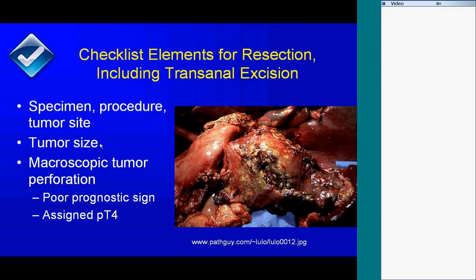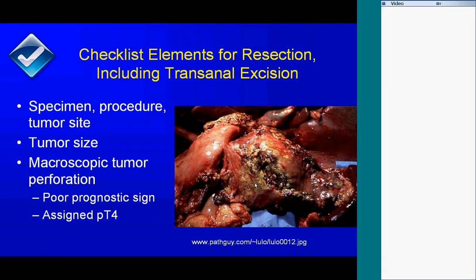The next item of interest on the checklist is macroscopic tumor perforation, and I borrowed this photograph from pathguy.com. I think it's a great illustration of perforated colorectal cancer, where you can see this gross extension of the tumor through the wall of the colon and the gaping perforation here. And this is an especially poor prognostic sign, automatically results in the tumor being assigned a pT4 and should be reported if present.